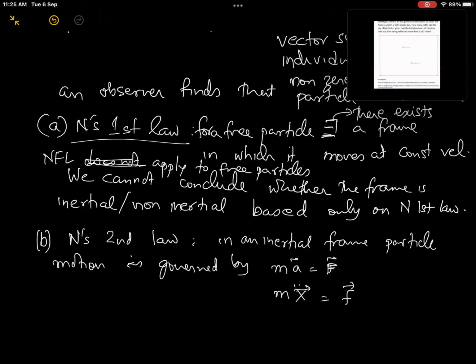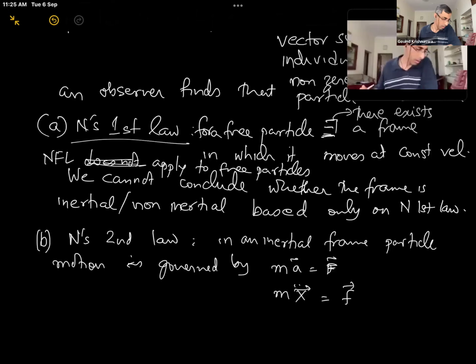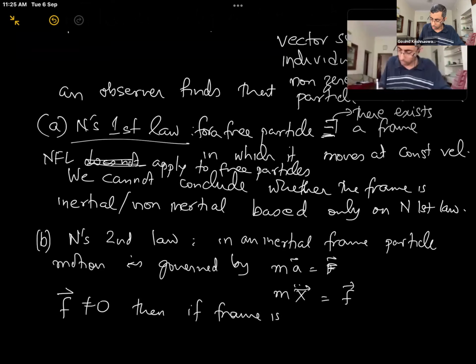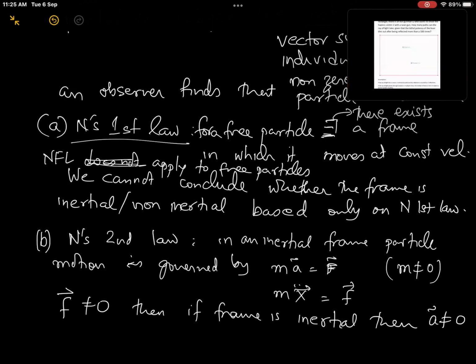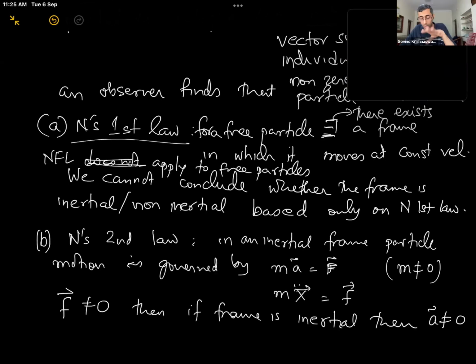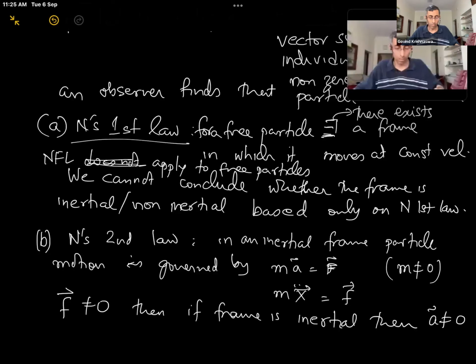Okay, so now if we apply this to the particle that we were considering, namely one where there is a net force, so we are told that F is not equal to 0. So if the frame is inertial, then acceleration must also be non-zero. I mean, we are assuming the mass is not 0. So we are assuming the particle is not massless. So within non-relativistic mechanics, we are only considering massive particles. I will say more about that.